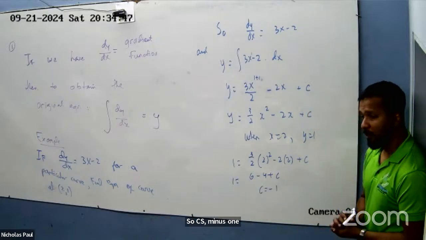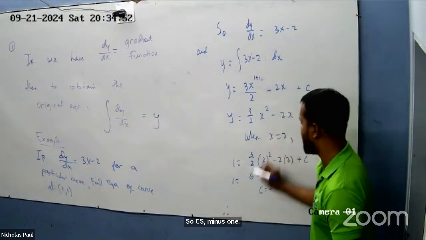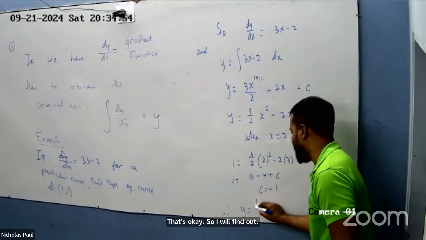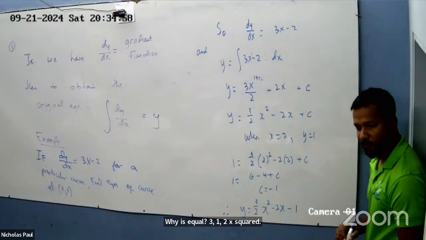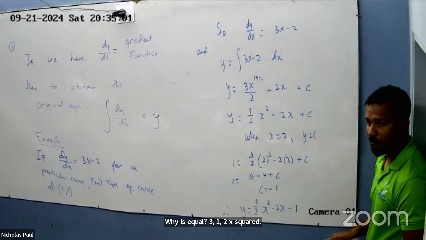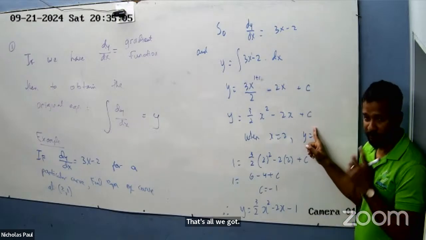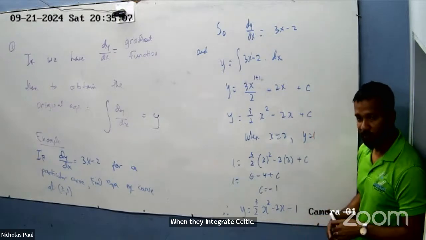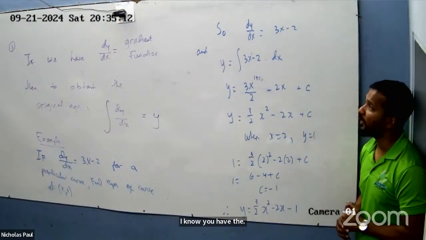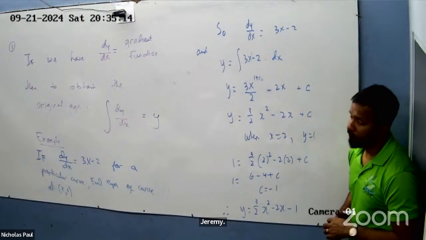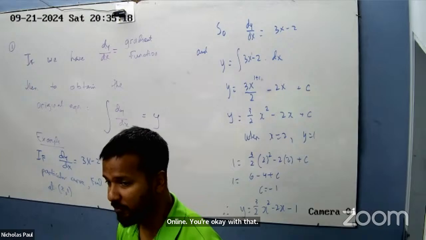So our final equation is y is equal to 3 over 2 x squared minus 2x minus 1. That's all we have to do: integrate, then solve for c, and now you have the equation. That's okay, Jeremy? Online, you're okay with that? Yes. Okay. Everybody okay?